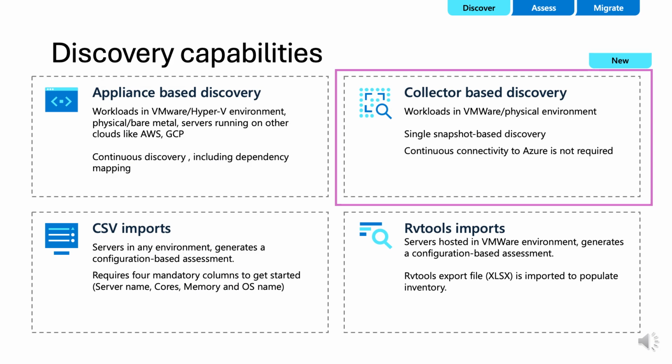Azure Migrate supports multiple discovery methods depending on your environment and constraints. Appliance-based discovery gives you continuous discovery across VMware, Hyper-V, physical and multi-cloud environments, including dependency mapping. Collector-based discovery, highlighted here, is a lightweight, agentless option for VMware and physical environments. It works as a single snapshot with no continuous Azure connectivity required.